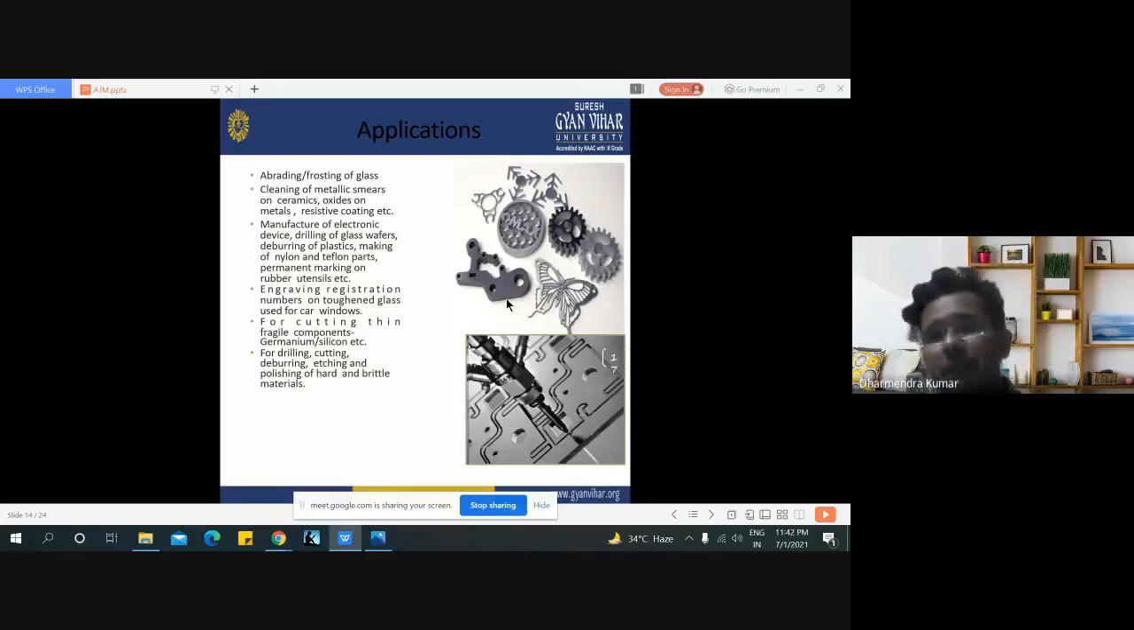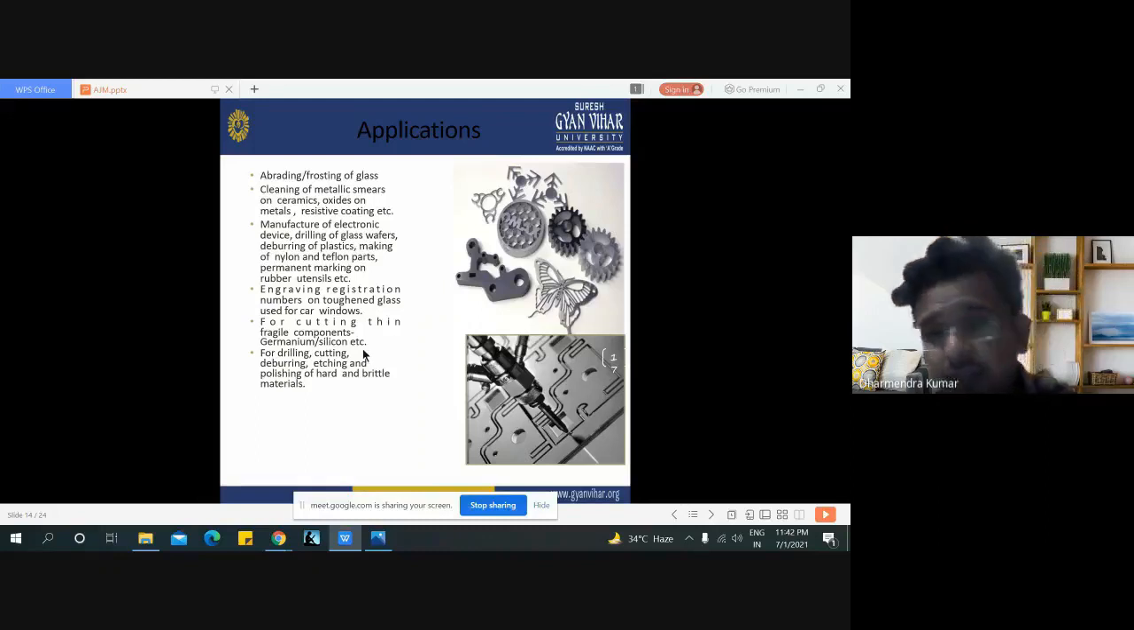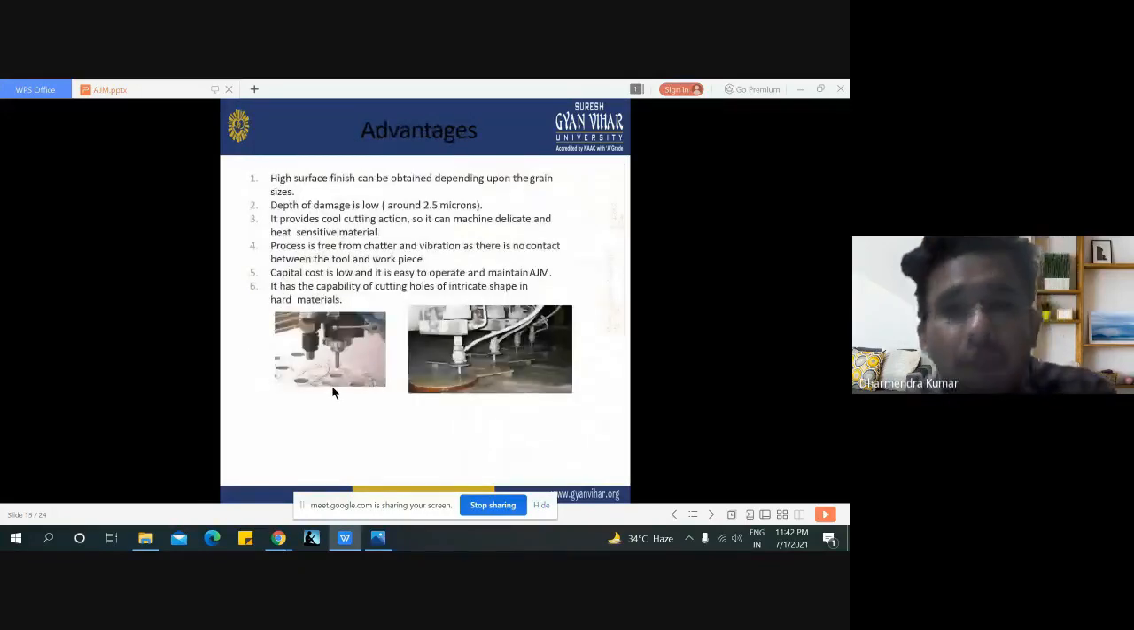By using abrasive jet machining, we can easily cut thin fragile components like germanium and silicon. Apart from performing these heavy tasks, abrasive jet machining is also capable of performing drilling, cutting, deburring, etching, and polishing of hard and brittle material as well. Now, here are the various advantages of abrasive jet machining.